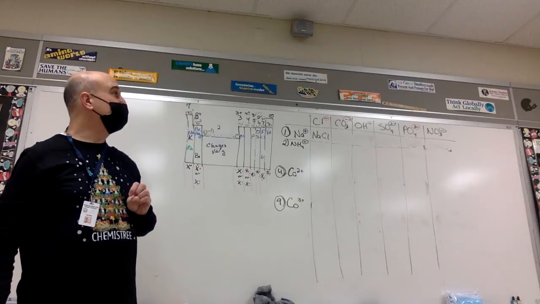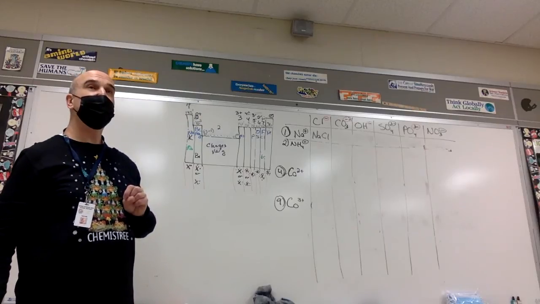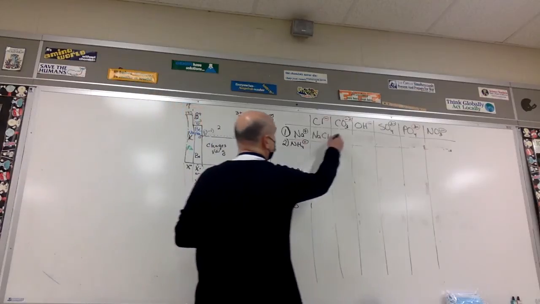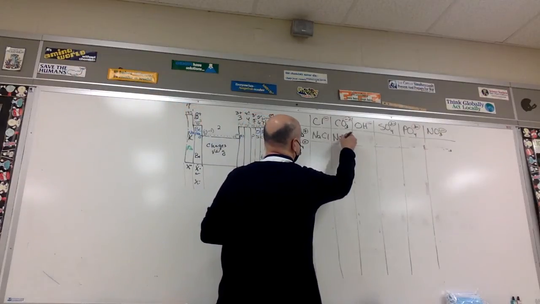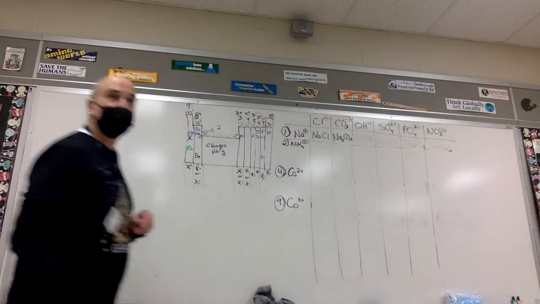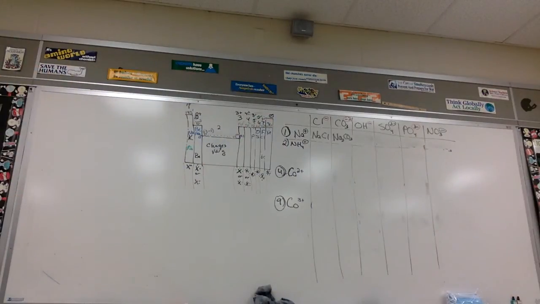Positive ones, we're going to need to cancel out 2 of them, right? So I need 2 of the sodium, but just 1 of the carbonate. So I'm just going to write Na2CO3. I don't need parentheses around the CO3 because I only need 1 of them. Okay, but CO3 is the formula of the carbonate.